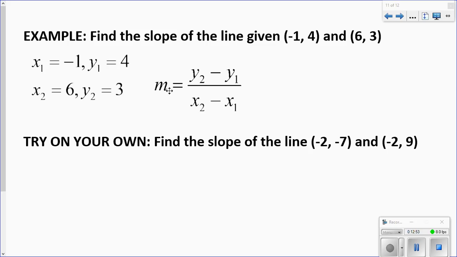So I'm going to use this formula to plug the stuff in and then simplify it. So y2 is 3 minus y1, which is 4. x2 is 6 minus x1, which is negative 1. This is where the parentheses matter because this minus sign is part of the formula. It is not part of the value. Okay? So now I have m equals 3 minus 4 over 6 minus negative 1. That makes a difference. Okay? Top comes out to be negative 1. Bottom comes out to be positive 7. So my slope is negative 1 over 7. Okay?